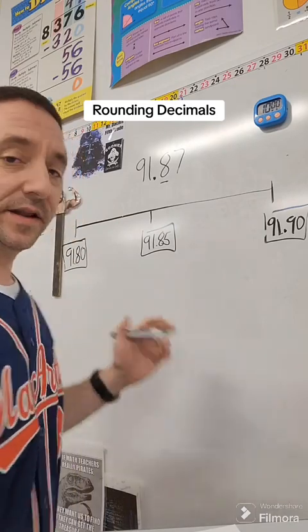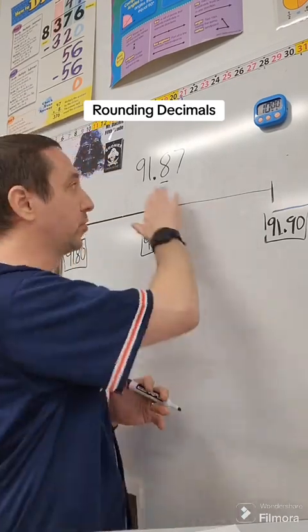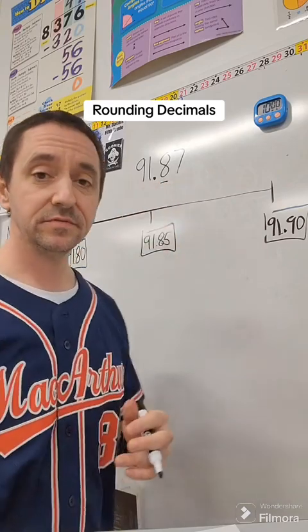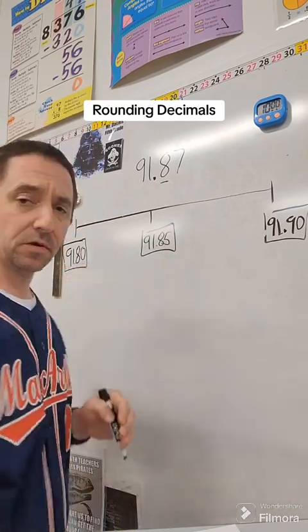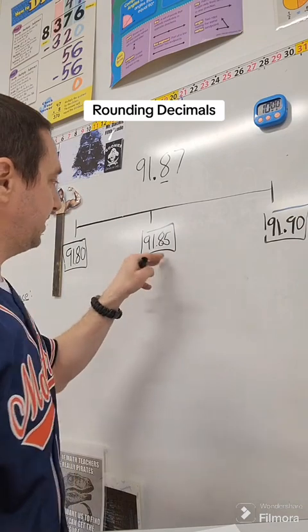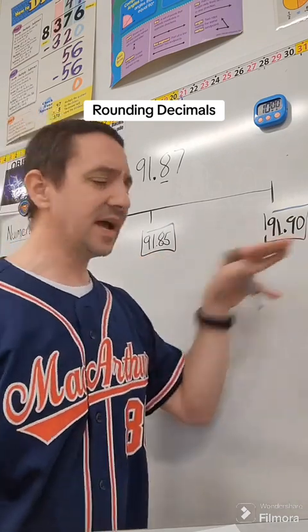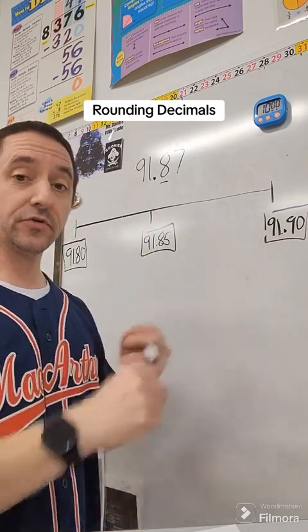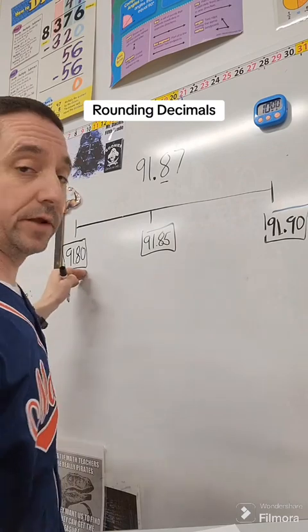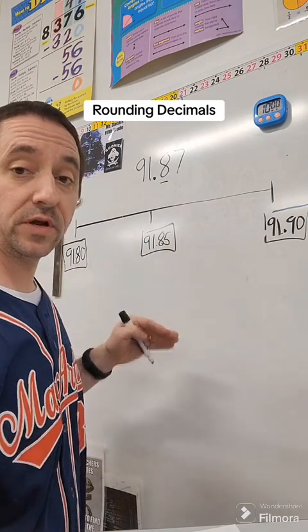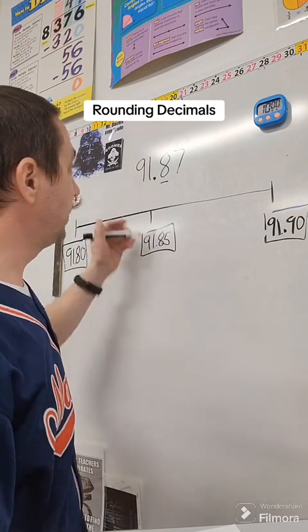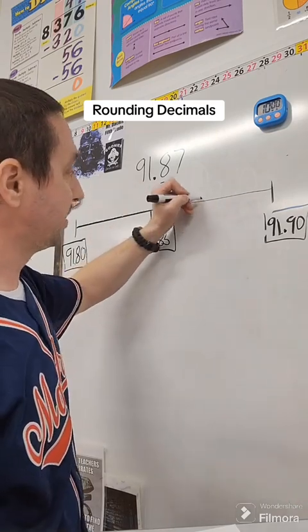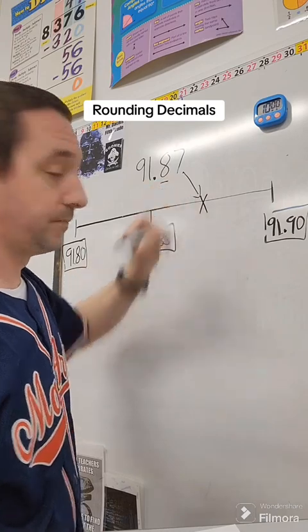Now, once we have that, it's fairly simple. We're going to look at our number, 91.87. I'm going to say, okay, I have 91.80. Here's 91.85. Here's 91.90. Where would 91.87 go in there? And the student, even if we have to go through a little bit of counting and say 91.80, 91.81, 91.82, and so on, eventually we're going to determine that 91.87 is going to fall right in here somewhere.